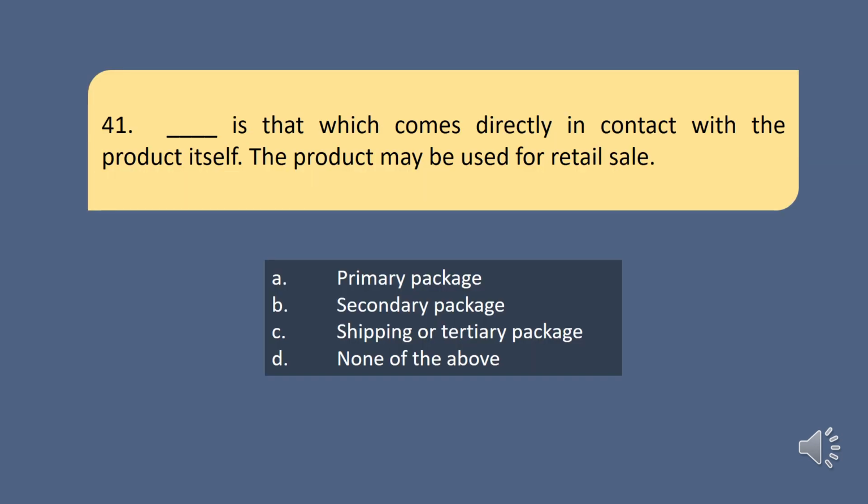41. Blank is that which comes directly in contact with the product itself. The product may be used for retail sale. A. Primary package. B. Secondary package. C. Shipping or tertiary package. D. None of the above.